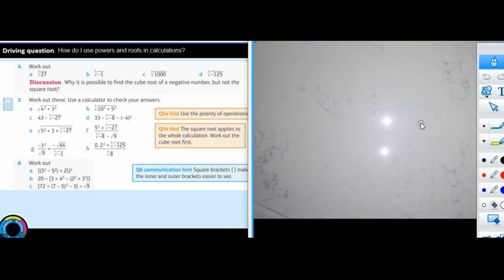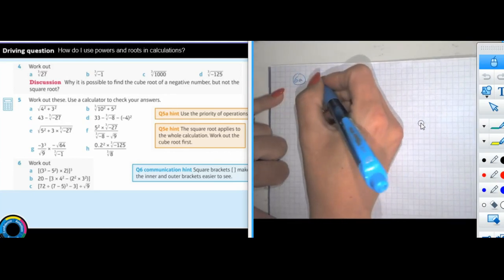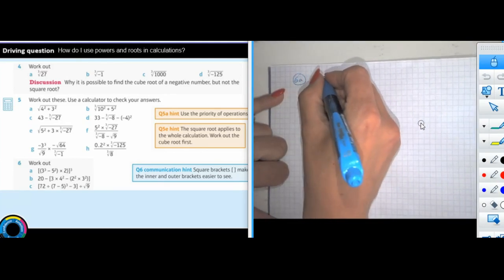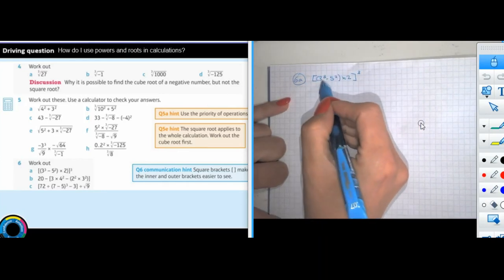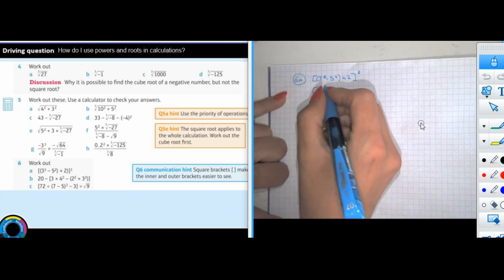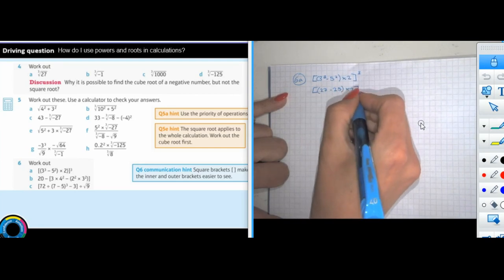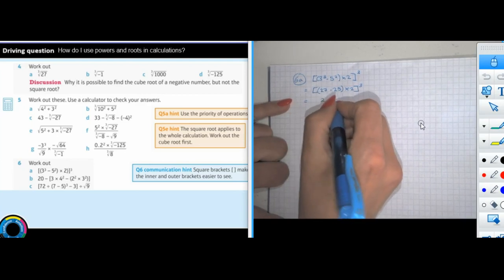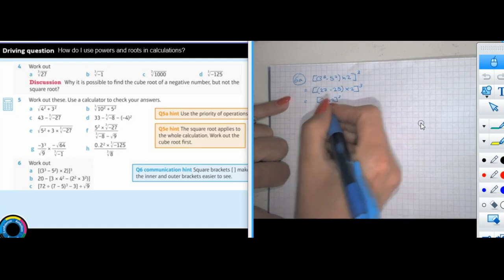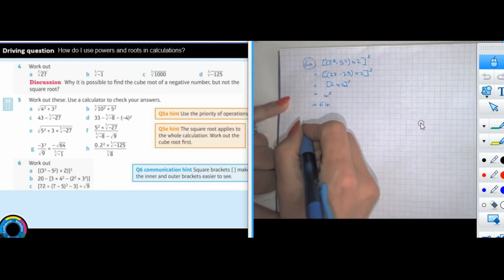Okay, last question then, question 6. Okay, so we've got 3 cubed, which is 27, minus 5 squared, which is 25, multiplied by 2, and then all cubed. 27 minus 25 is 2. 2 multiplied by 2 is 4. And 4 cubed is 64. 6b.